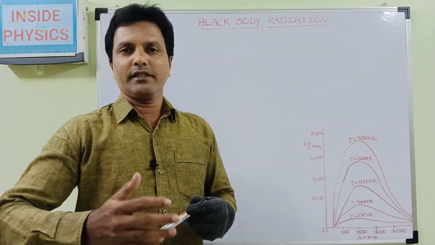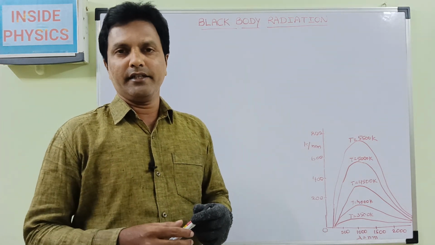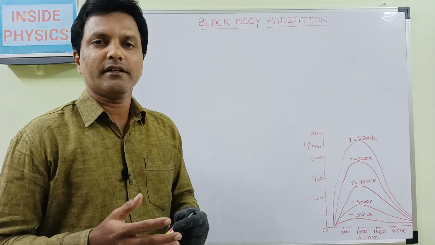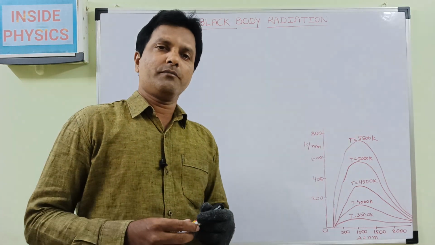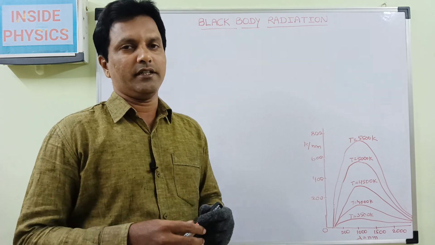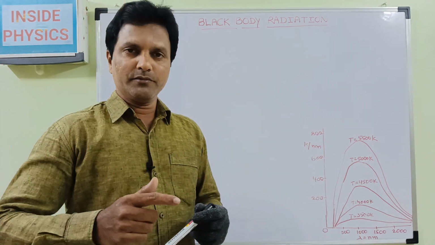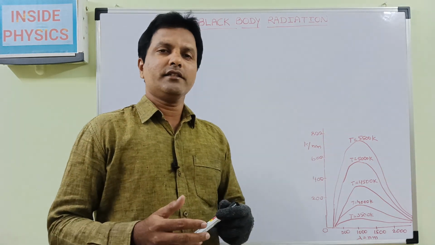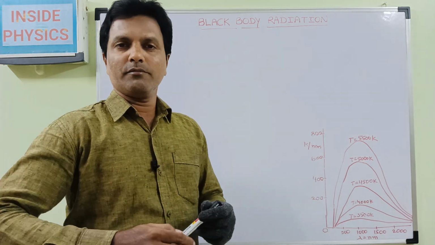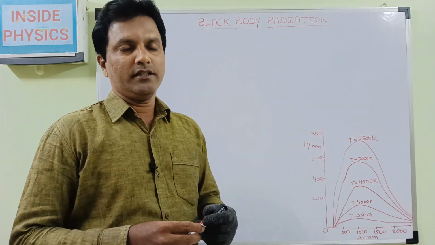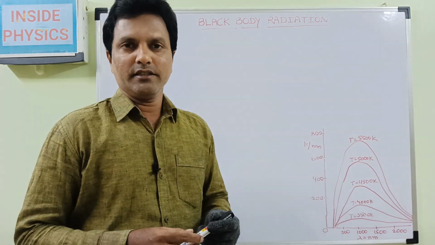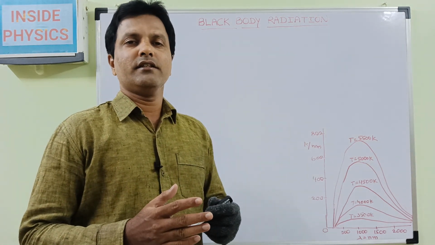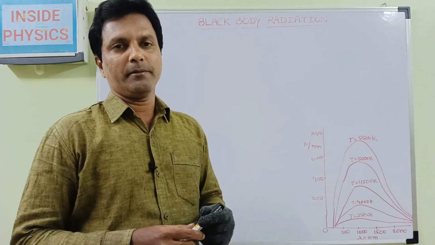If an object can emit radiation by giving temperature, by giving heat, then it can also absorb the radiation incident on it. Okay, if an object can emit the radiation, it can also absorb the radiation incident on it. A body which can absorb all the radiation incident on it is called a black body.